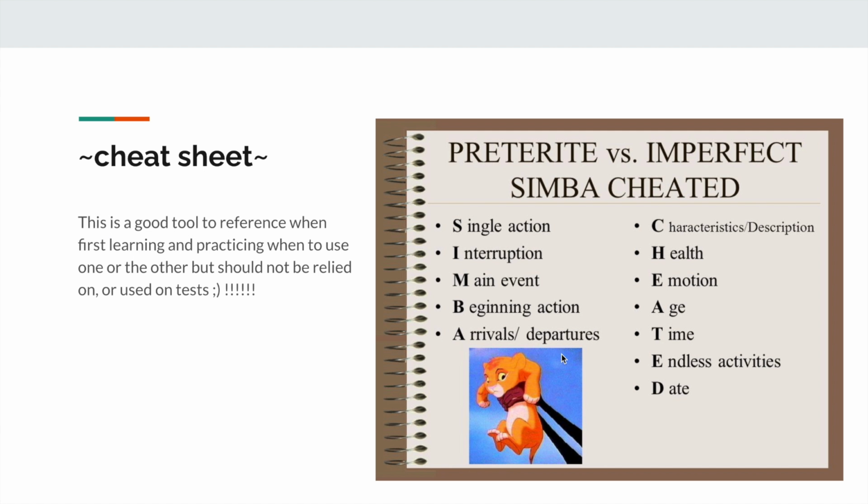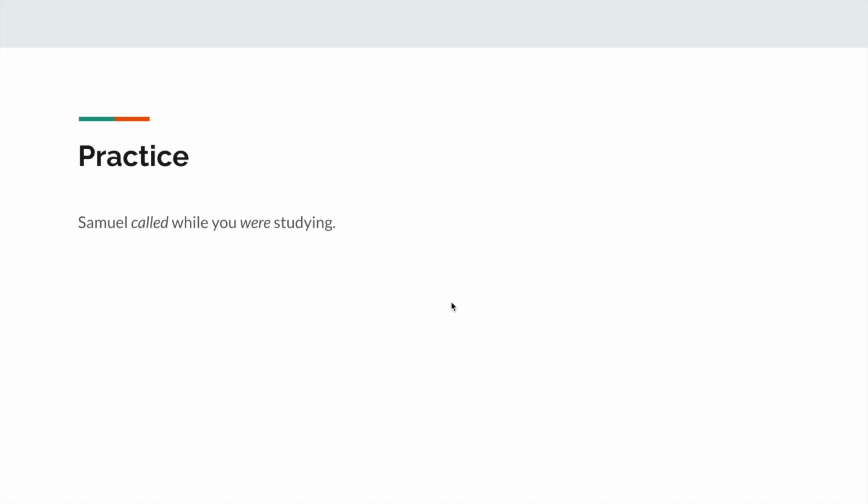And so here's a little cheat sheet that's really helpful in determining whether something should be preterite or imperfect. It gives you, like, Simba cheated, and that tells you which one would be preterite and which one would be in the imperfect. But obviously, when using things like this, you can't have it on your test or anything. So it's better to just practice and get better at those things.